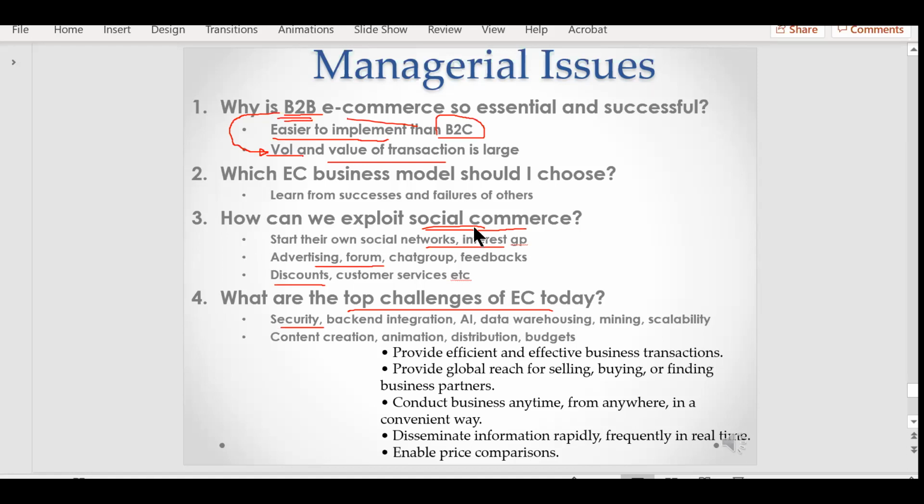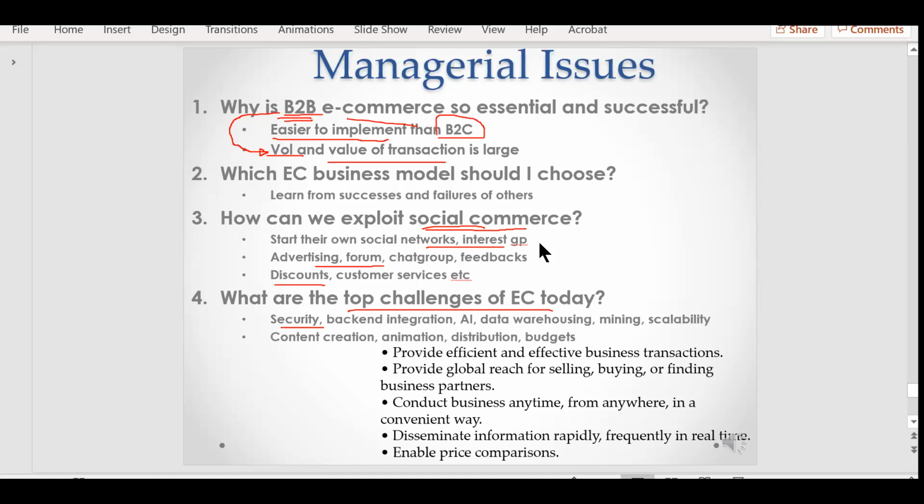How can we exploit social commerce? This is again something very important. Nowadays, when you set up an e-commerce store, you also have to set up your own loyalty program. You also need to form your own forum, your own interest group. That's where you leverage the social network, right? So that you can understand from this interest group, this community, and get some feedback about your product, about your services, right? And you can leverage social commerce to subtly advertise your products as well.